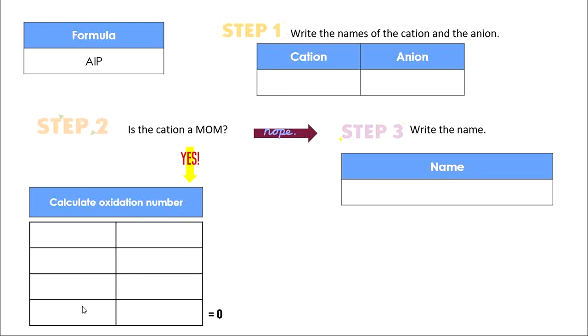Second example, AlP. Step 1, write the names of the cation and anion. Al is aluminum. P, with the ending changed, is phosphide. Is aluminum a MOM? Nope. We know that aluminum is +3. It will always be +3. So step 3, let's write the name, aluminum phosphide.